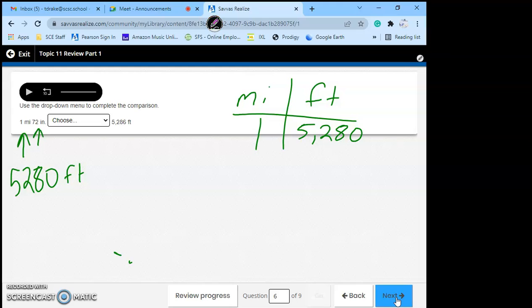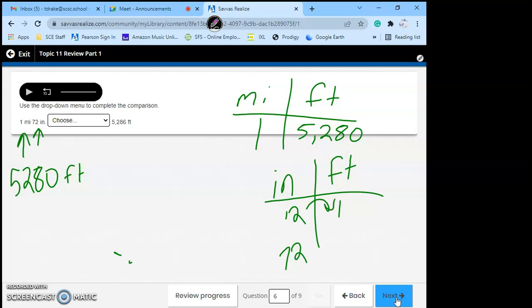But we still have 72 inches. So we need to convert those 72 inches to feet. There's 12 inches in 1 foot, and we have 72 of them. How do we get from 12 to 1? We divide by 12. So what is 72 divided by 12? It is 6. 12 times 6 is 72. So we need to add in our 6 feet here.